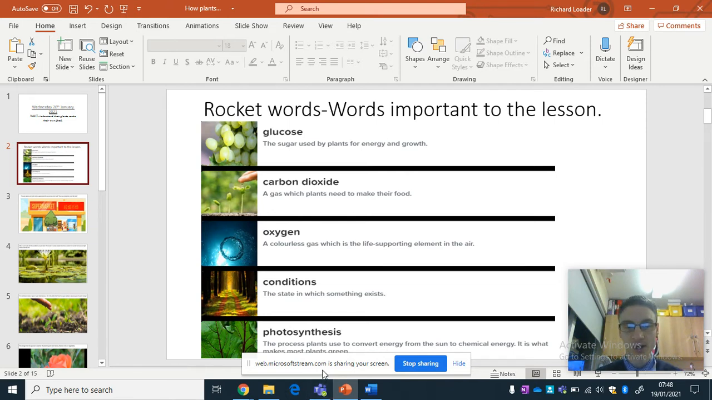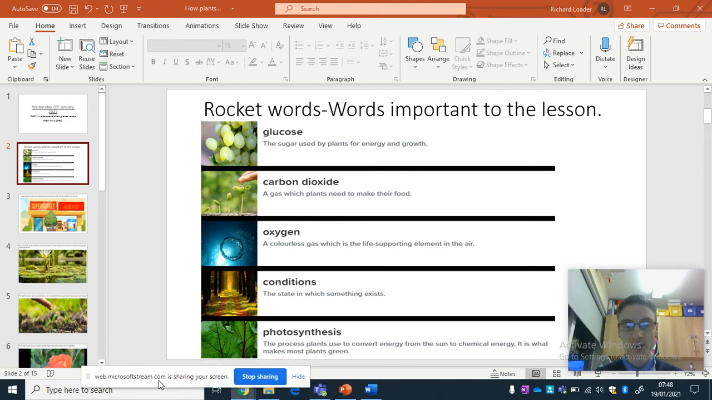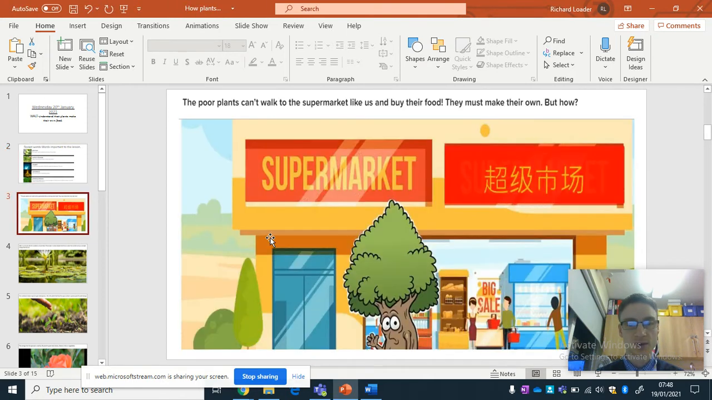And then finally, a really key word, photosynthesis, the process plants use to convert energy from the sun to chemical energy. It is what makes most plants green. Okay. So plants need to make their own food.